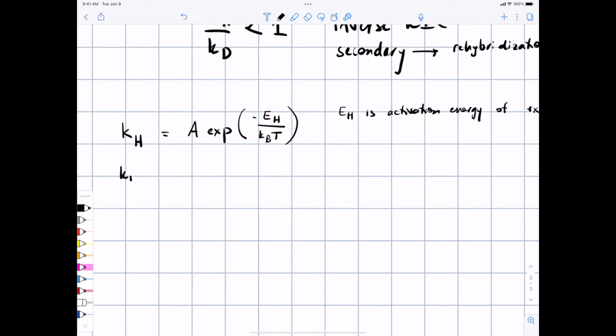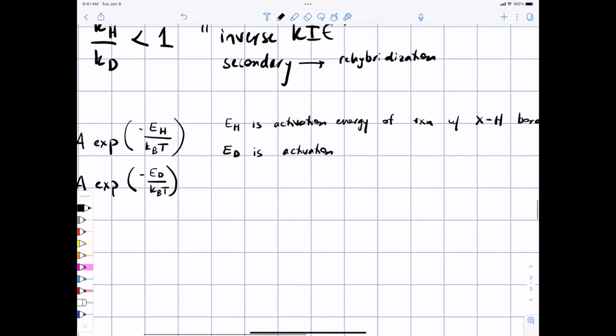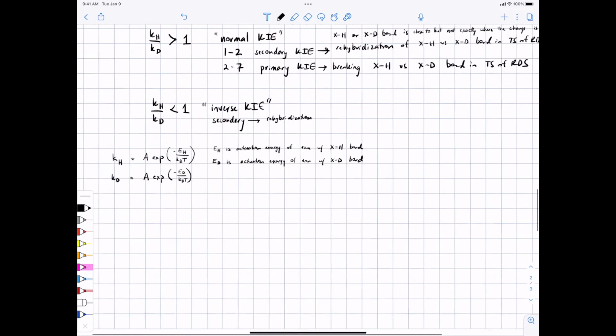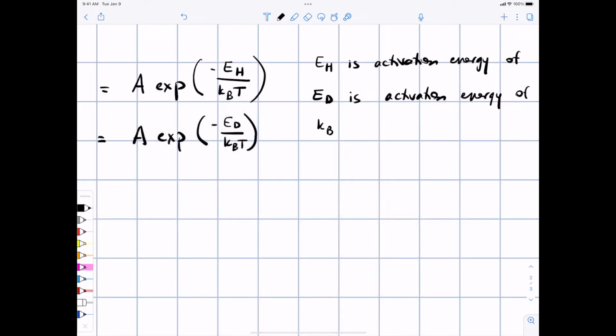And similarly, the rate constant for the reaction with deuterium is equal to some pre-exponential factor times the exponential raised to the power of the opposite of the activation energy for the reaction with the deuterium bond, divided by KB T. And then KB is the Boltzmann constant.